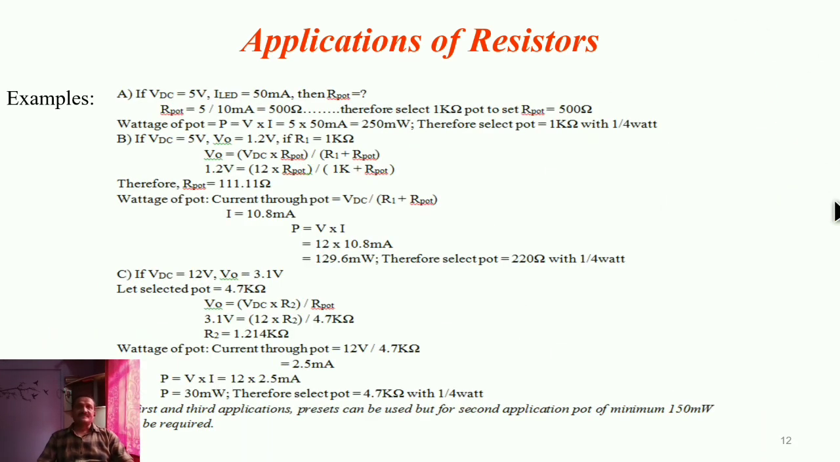Now here I have taken some examples in terms of how to calculate the resistance as well as how to determine the wattage of that selected resistor. So first example: if VDC is 5 volt, ILED is 50 milliamp, then what should be the value of that potentiometer in the previous slide? Simply that R pot, using KVL again, R pot equals V by I, it comes as 500 ohm.